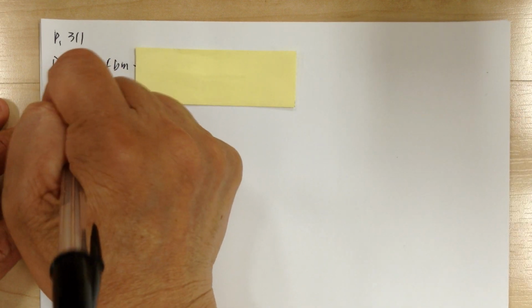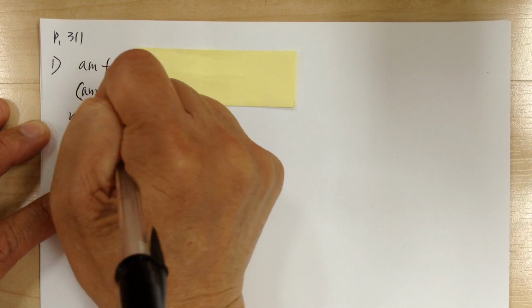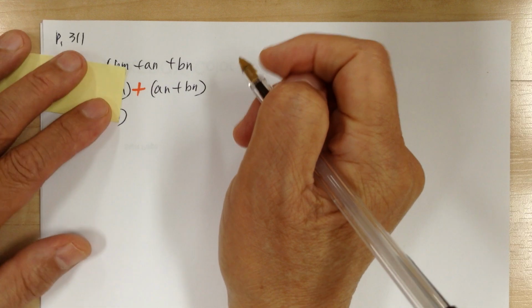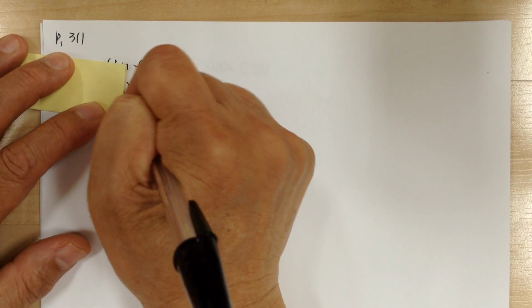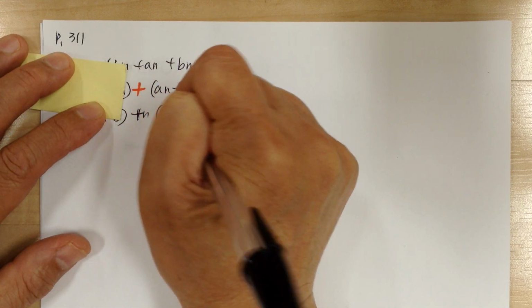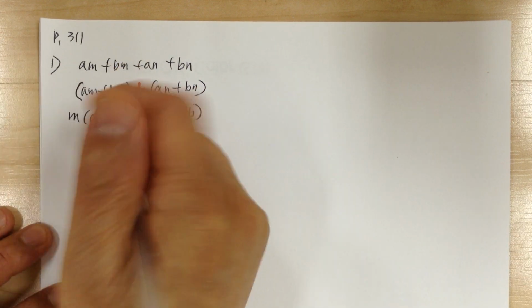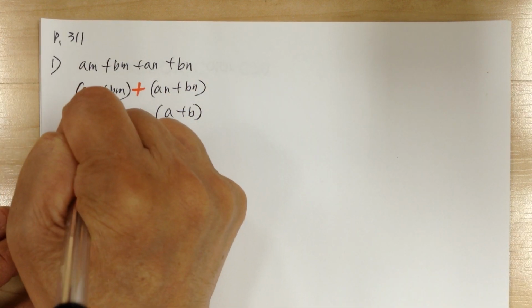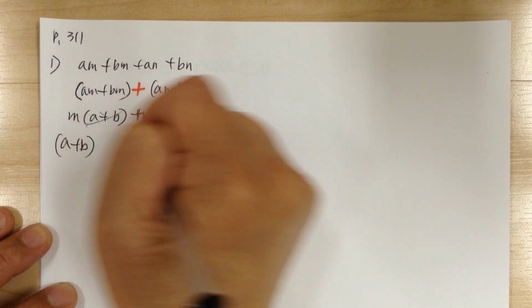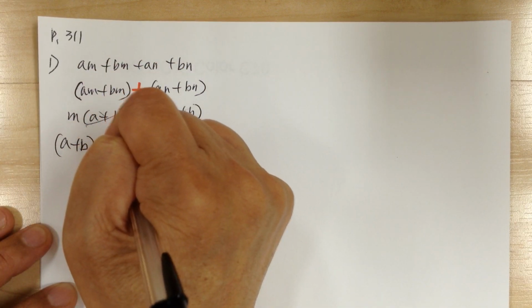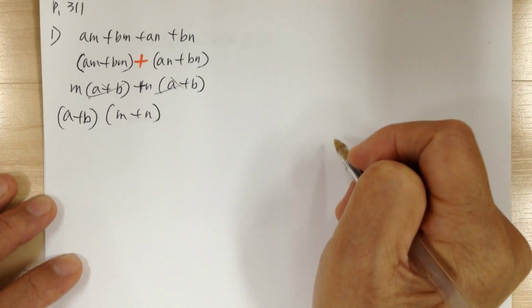You can factor the M, so it becomes A plus B. This one you can factor the N, so it becomes A plus B. Now you've got A plus B, and A plus B. So you can factor out the A plus B, and when you factor out, it's gone. The leftover would be M plus N.